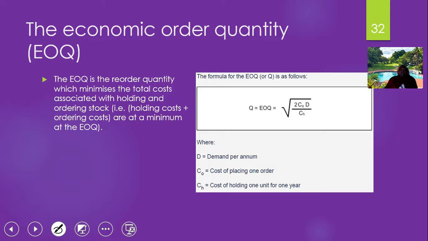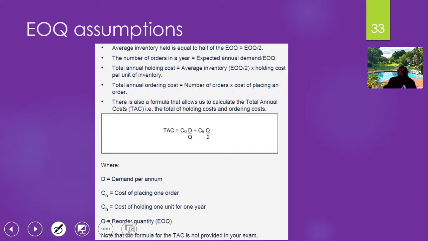So the EOQ is equal to the square root of 2 CO D over CH, where D is the demand per annum, CO is the cost of placing one order, and CH is the cost of holding one unit for 1 year. Those are the assumptions, ladies and gentlemen. You can read on your own.